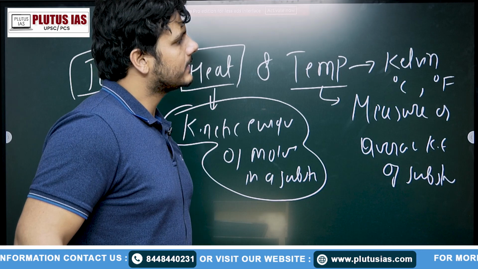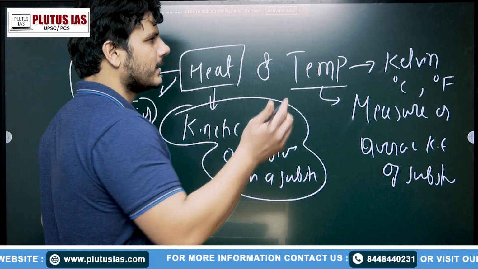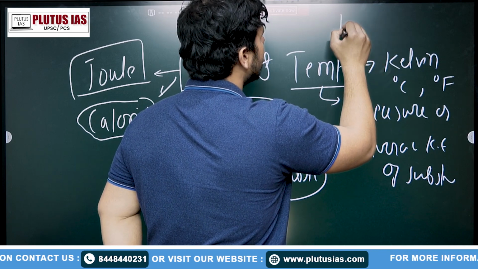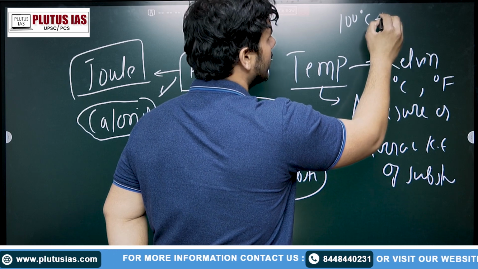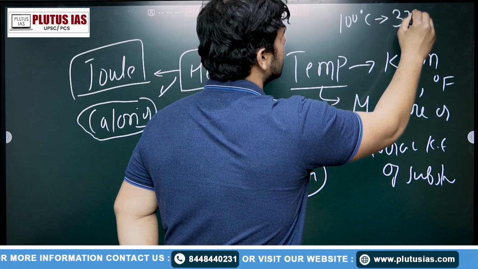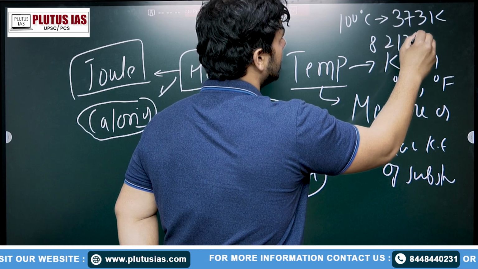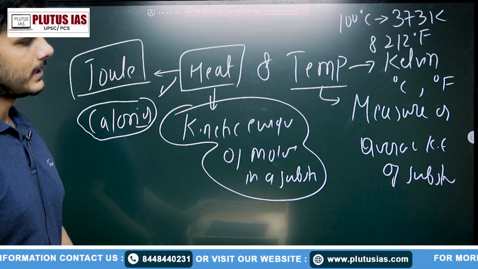For temperature, we have Kelvin, degree centigrade and degree Fahrenheit. Although you know this, I will just give you a clue. If I have 100 degrees C of water, that is the boiling point of pure water, in Kelvin it will be 373 Kelvin, and in Fahrenheit it will be 212 degrees Fahrenheit. So these are the units of temperature.